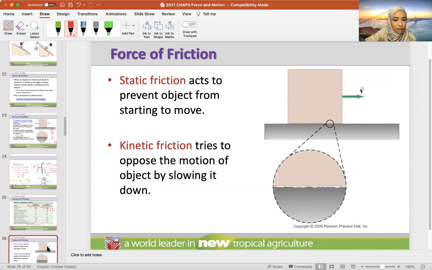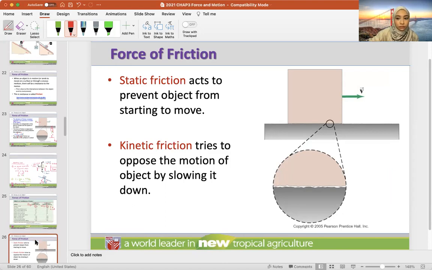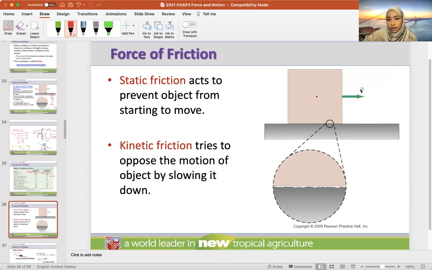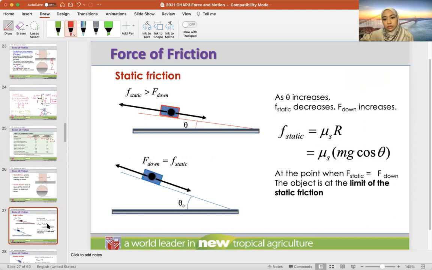Okay, so static friction acts to prevent object from starting to move. And kinetic friction tries to oppose the motion of object by slowing it down. And then direction dia always opposing motion. So if your velocity is to the right, your friction is to the left. Okay, so as theta increases, F static decreases, F down increases.